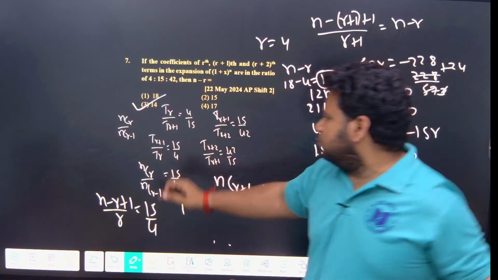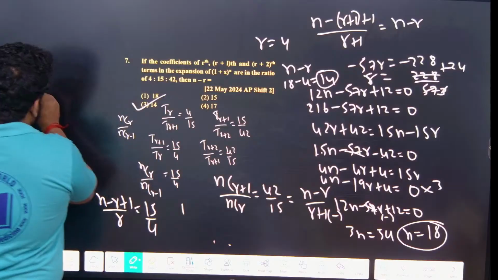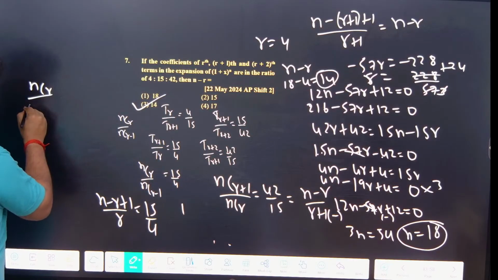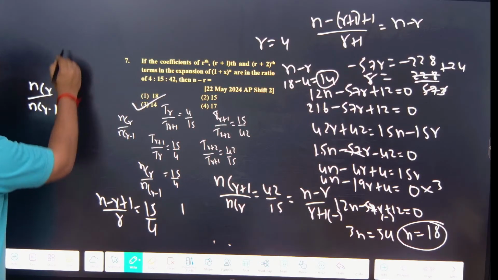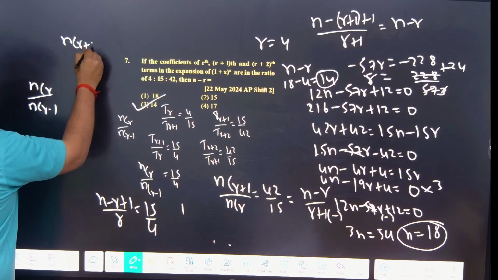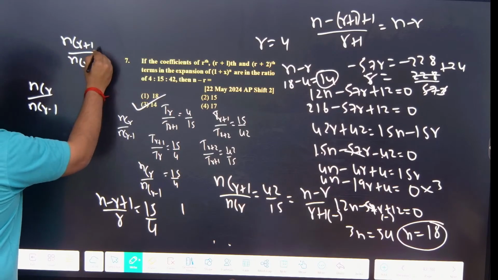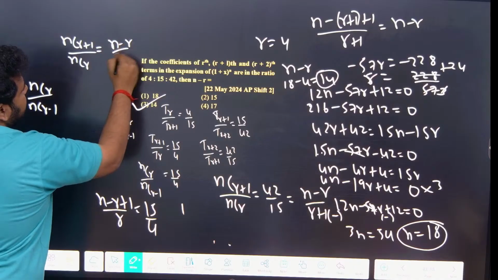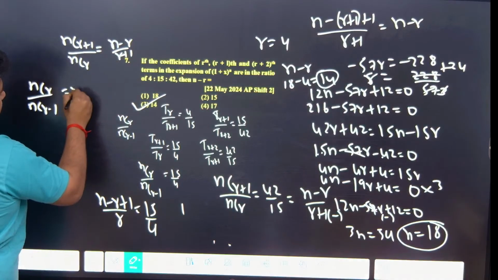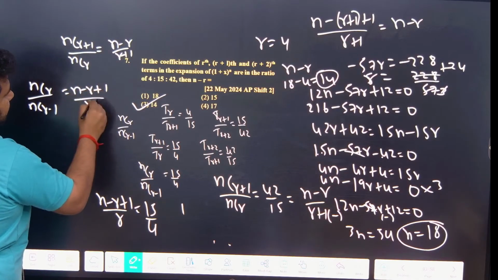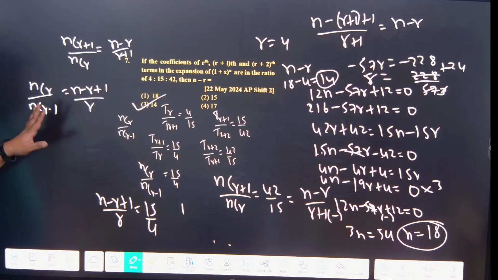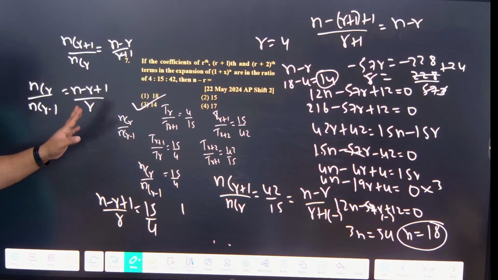So first what you have to do is write down nCr minus 1. Next you will write nCr plus 1 by nCr. This formula is n minus r by r plus 1. This is n minus r plus 1 by r. You apply the formula, that's it. Equate it, you will get two equations, solve the equations, you will get the value of n and r.